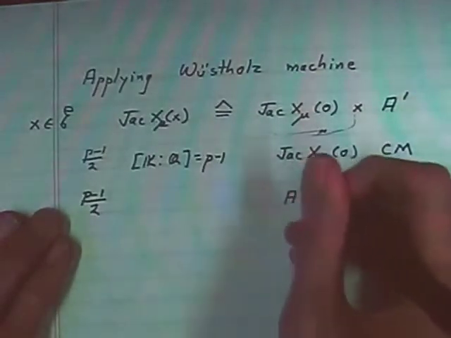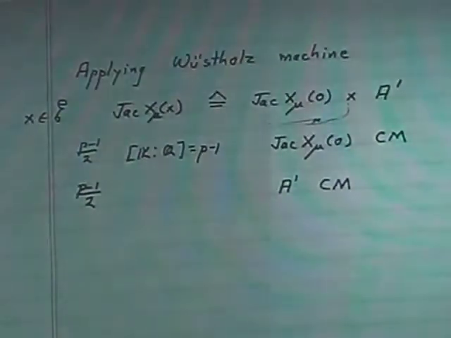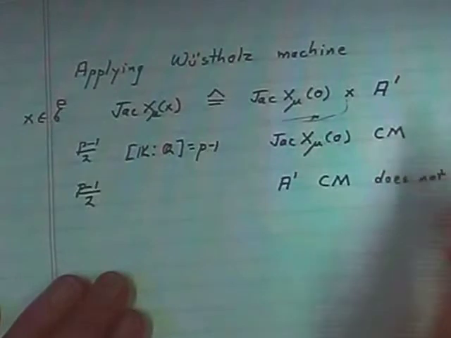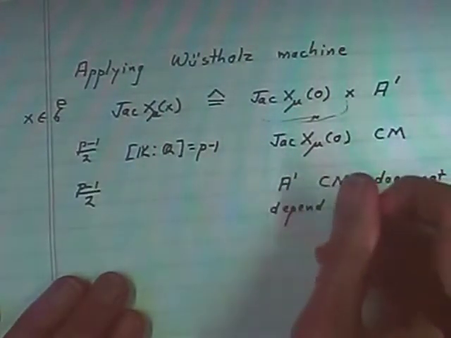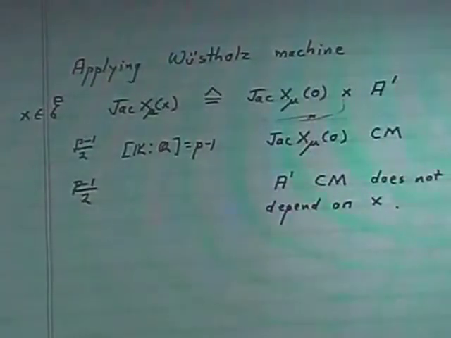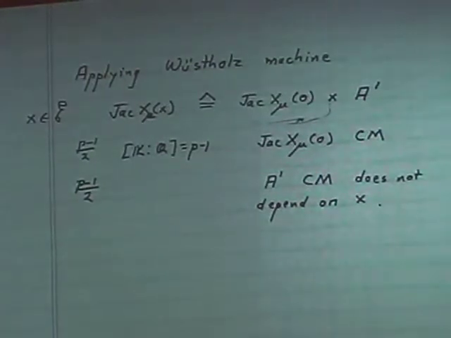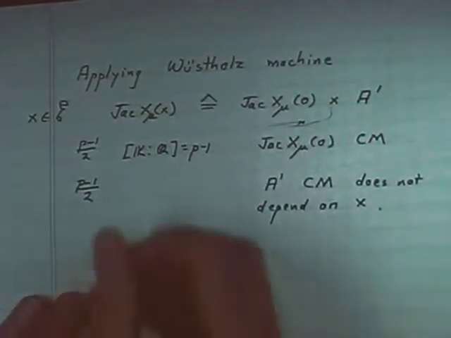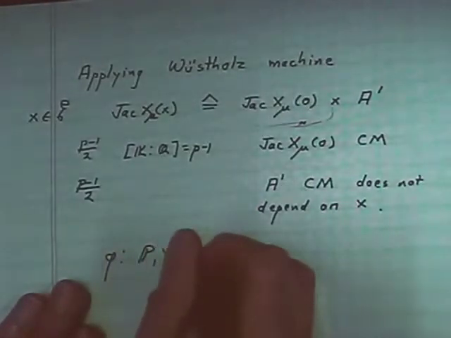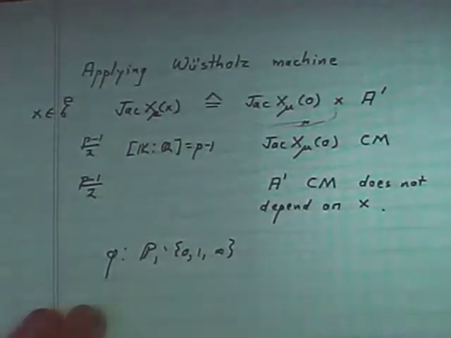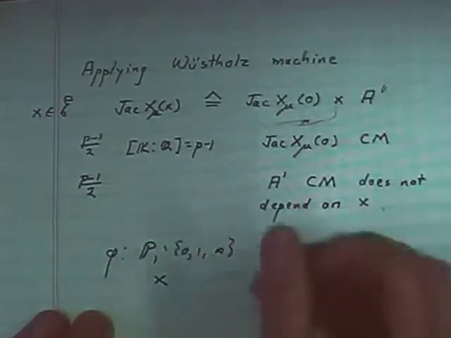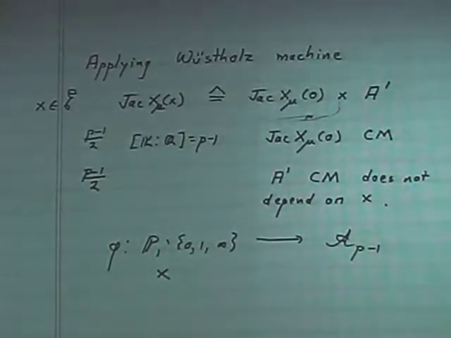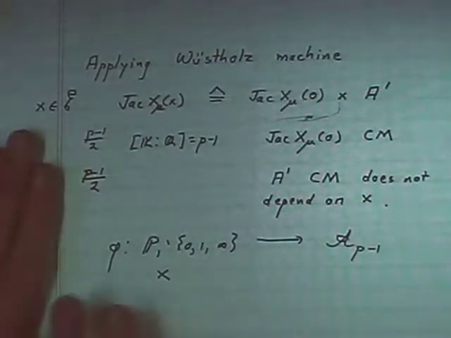So A prime is actually an abelian variety with complex multiplication and does not depend on X in this particular case. Okay. So you can think, therefore, of a map from the space where your X lives to the Siegel modular variety, the moduli space of abelian varieties of dimension p minus 1, and you consider the image over here.